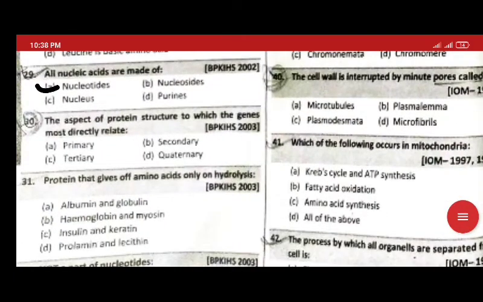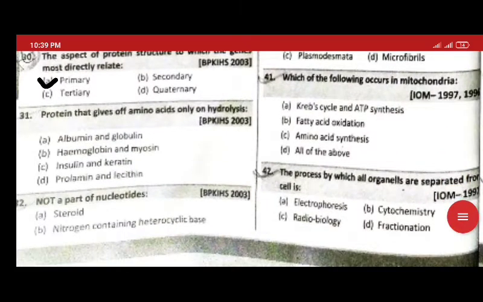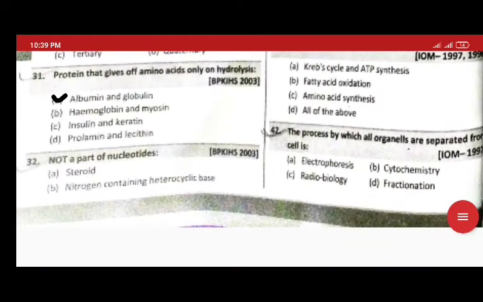Now, the aspect of protein structure to which the gene is most directly related. Which protein structure is the gene related to? The gene is most related to the primary structure. So A is right. Now 31, protein that gives off amino acid only on hydrolysis. Albumin and globulin give amino acid on hydrolysis. This is a type of protein, and this is also a type of protein. This is a type of protein but not used.